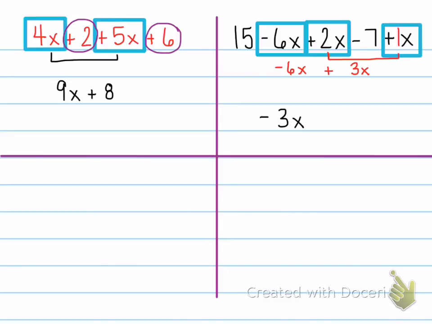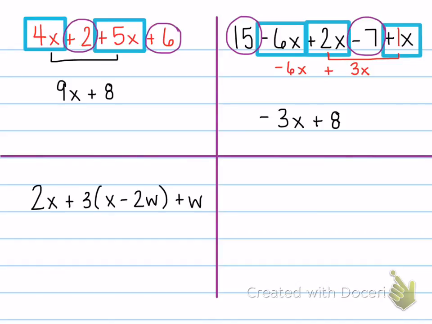I look at what I have left. I have a positive 15 and a negative 7. So positive 15 and negative 7 is positive 8. So I'm going to write plus 8. And those cannot be simplified. In the next example, I am going to add the distributive property to our like term expressions. Okay, let's do this one together and then have you do one on your own.